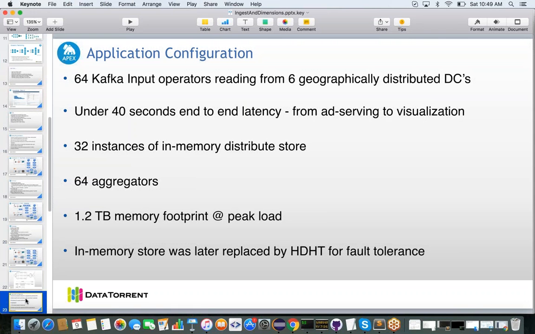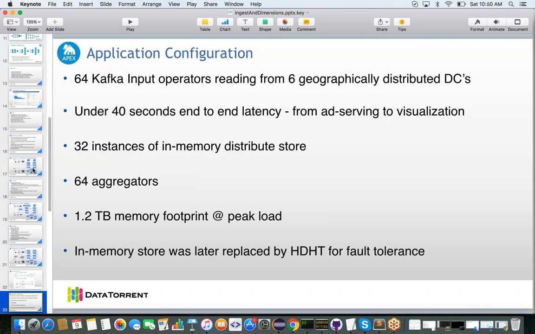This is the latency from ad serving to data visualization on the UI. For example, if I go to a page, I see an ad right now, then the company was able to capture that event within 40 seconds, capture and provide insights on that event within 40 seconds.